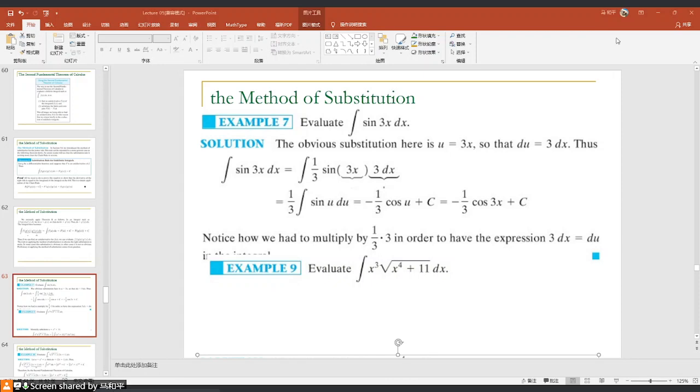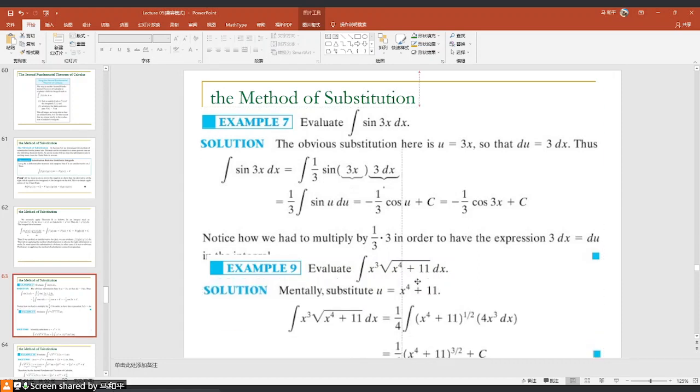I say Lily's answer is right. The appropriate substitution is u is x to the 4 plus 11. The answer is 1 over 6 times x to the 4 plus 11 to the 3 over 2 plus c. Here we see the right answer.